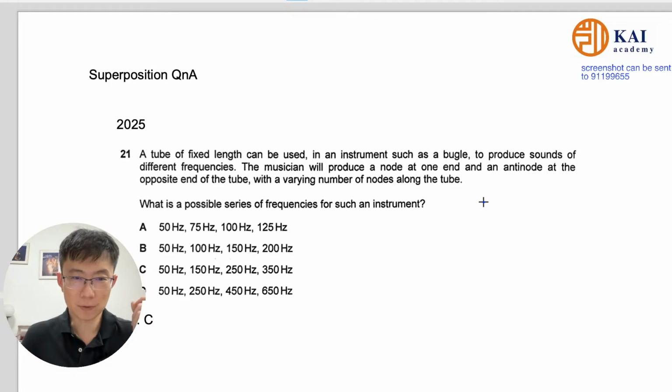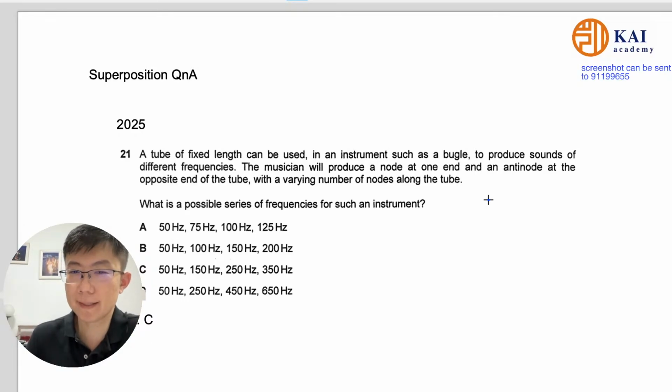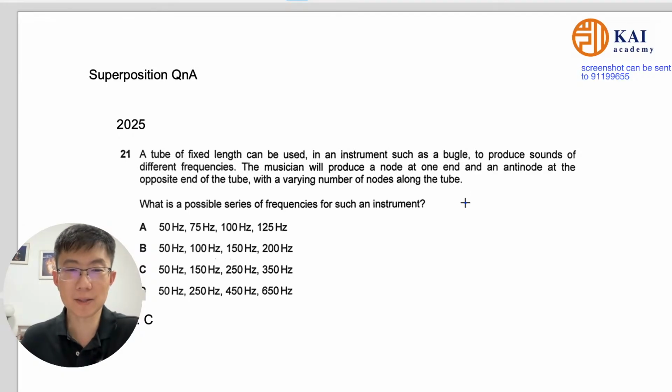A tube of fixed length can be used in an instrument such as a bugle to produce sounds of different frequencies. A musician will produce a note at one end and an empty note at the opposite end of the tube, with varying numbers of notes along the tube. What is a possible series of frequencies for such an instrument?